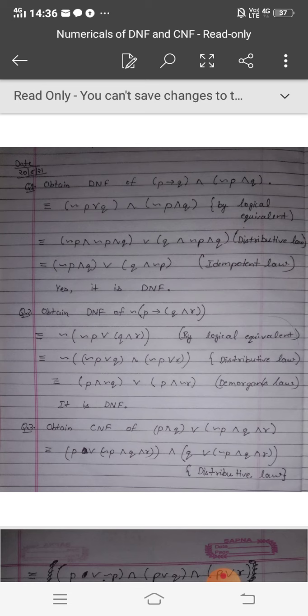So it is DNF because it is or of ands, or disjunction of conjunctions. So this form is DNF. In the last we can write it, yes, it is DNF.